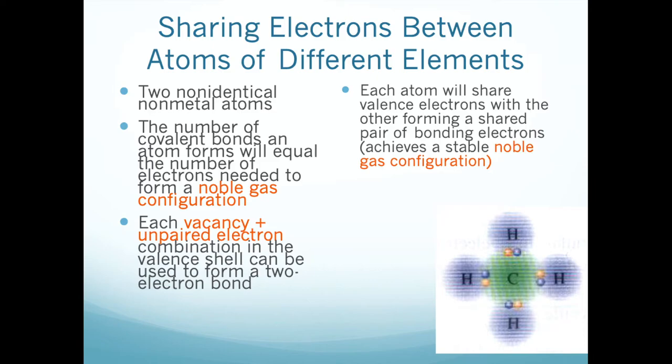Now, why does it need 4 hydrogens? Well, carbon in group 14 has 4 valence electrons. So it needs 4 more electrons to become like a noble gas to meet the octet rule. So since each hydrogen contributes only 1 electron, the carbon needs 4 hydrogens to get the 8 electrons around it to meet the octet rule.